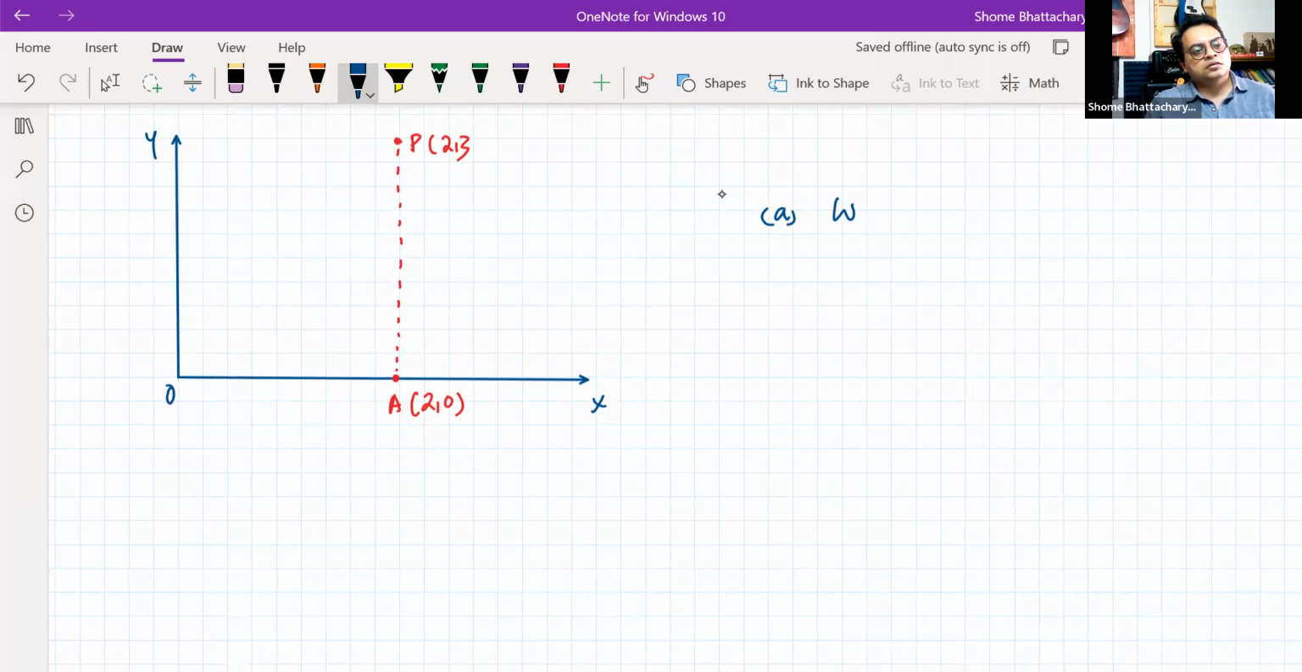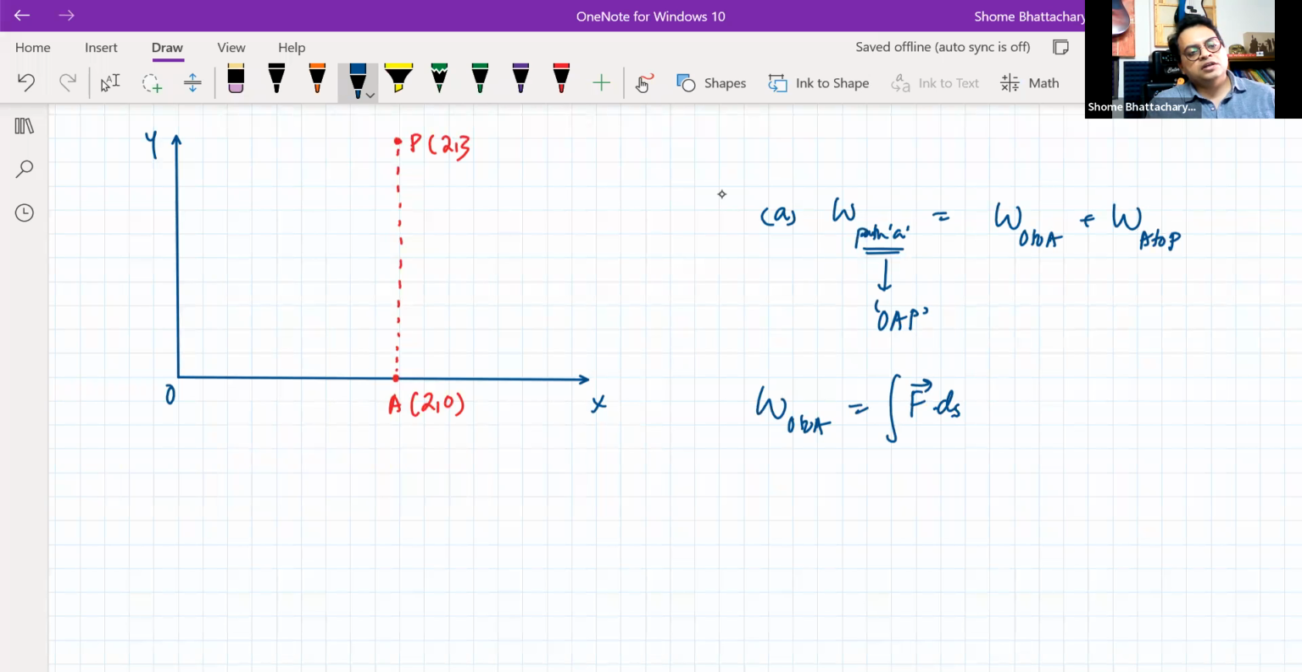So work done in the path A. And what is the path A? It is OAP. So this will be equal to the work done from O to A plus the work done from A to P. So first let's look at the work done from O to A. That is the integral of F dot ds from O to A.